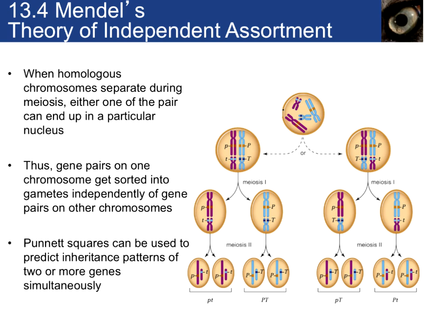So Punnett squares can be used to predict inheritance patterns of two or more genes simultaneously, such as in a dihybrid cross. It only does this if the genes actually are assorted independently. And I'll get to the specifics on that in a second.